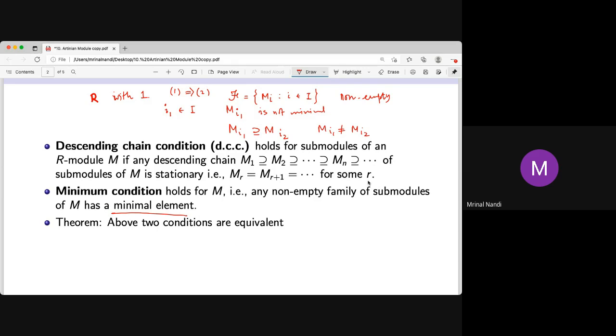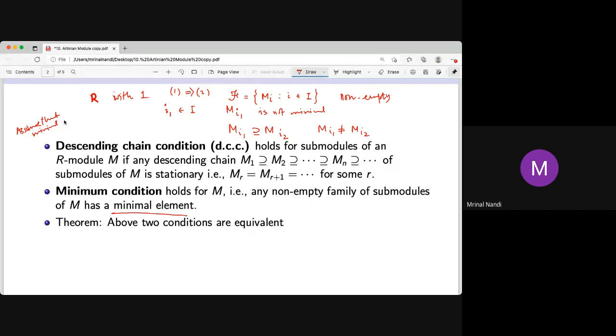Since M_i1 is not minimal, we have M_i2. Again, if M_i2 is minimal, then we are through; we got the minimal element. If it's not minimal, then M_i3, then again M_i4. We have a descending chain. If somewhere it is minimal, we have proved there is a minimal element. If not, then a minimal element does not exist. So assume that a minimal element does not exist. What happens then?